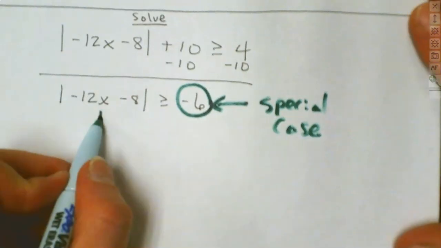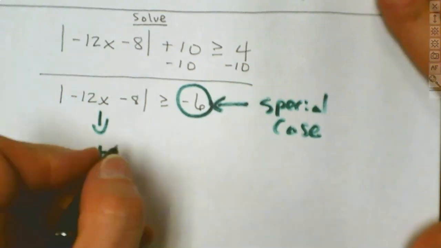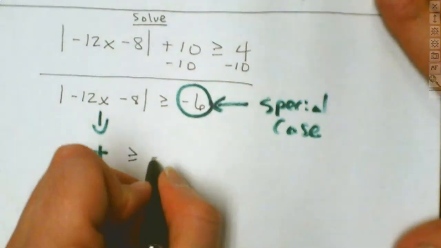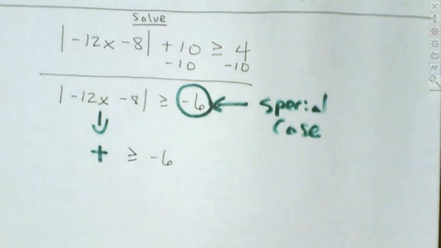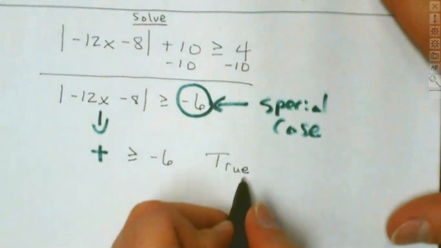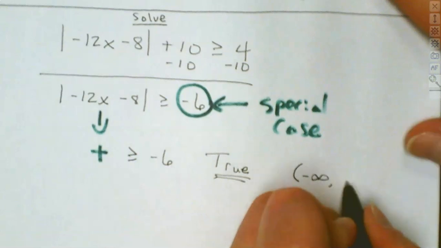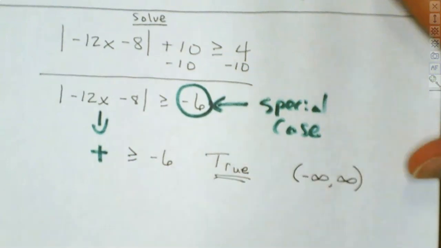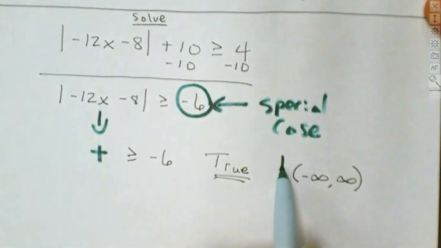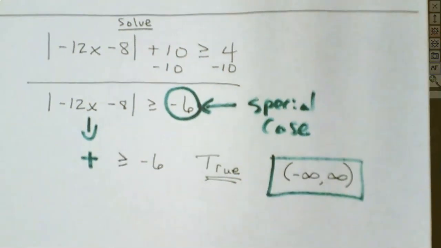Now, what do we know about these absolute values? We're going to assume they're positive. They can be 0 as well. But let's assume it's positive. And our positive numbers, now, are they bigger than a negative 6? Would that be true or would that be false? Well, in this case, that would make that true. And if it's true, what does that mean? If it's true, then that means my solution set is negative to positive infinity.